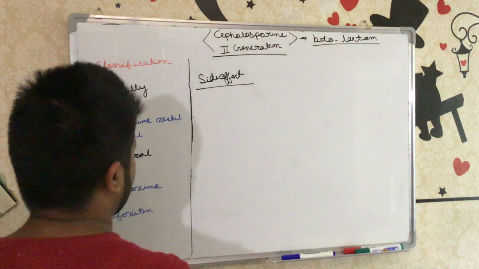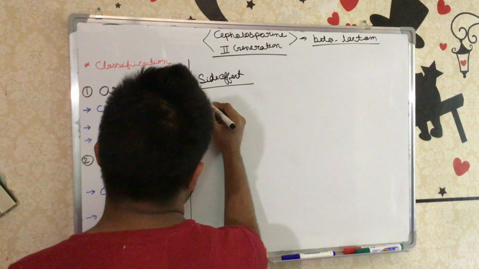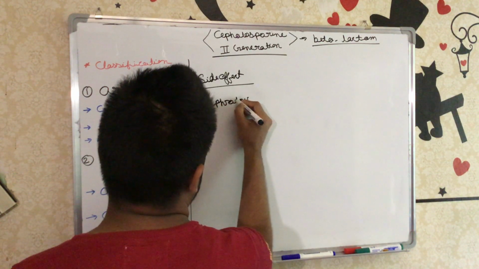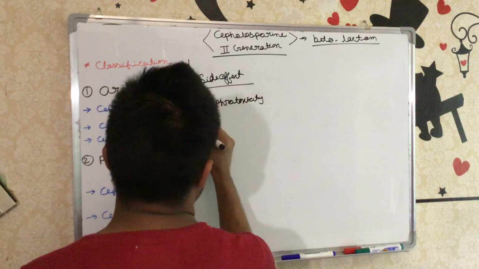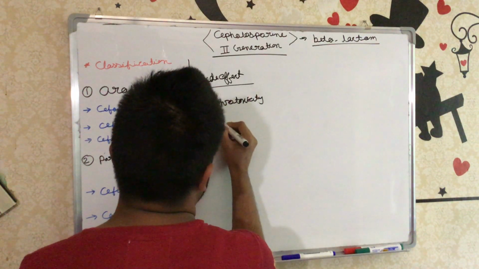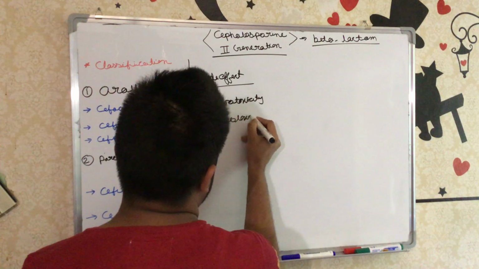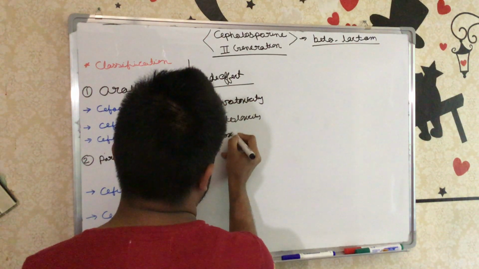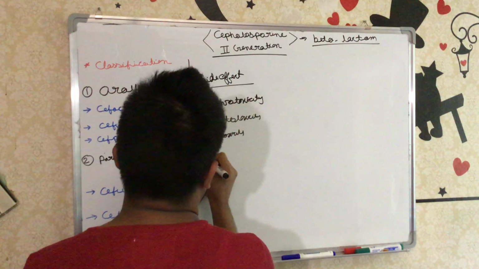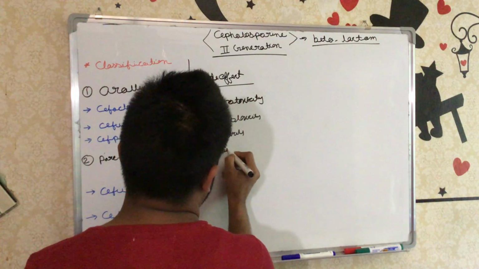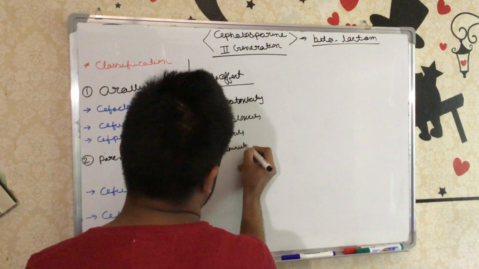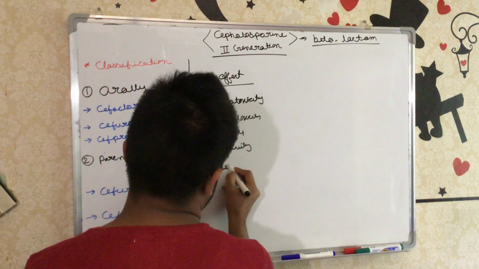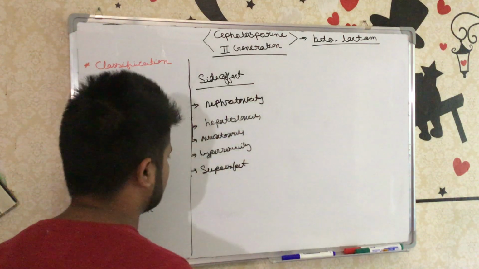The rest is the same pharmacokinetics. About the side effects, they are also the same. The common side effect is nephrotoxicity. After that, hepatotoxicity, then neurotoxicity, hypersensitivity, and don't forget about superinfection. What is superinfection?